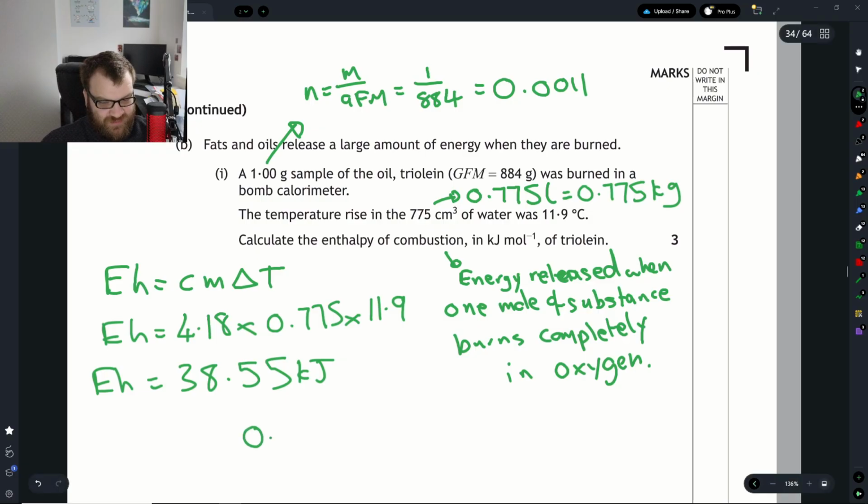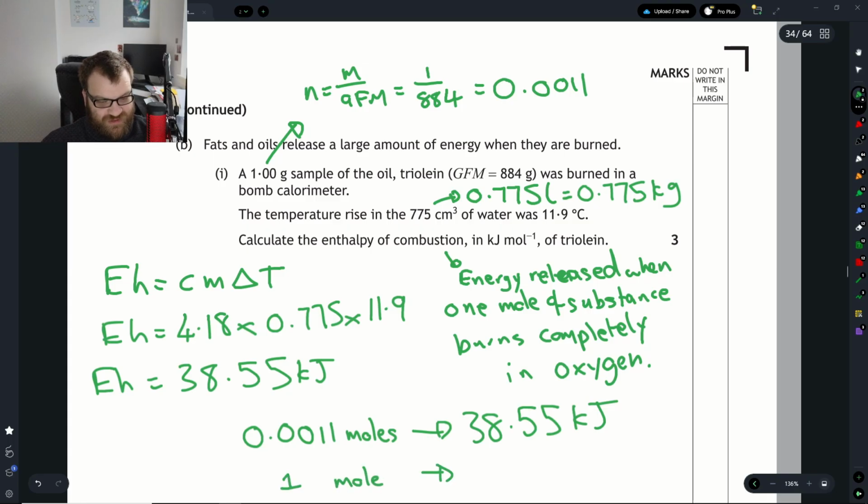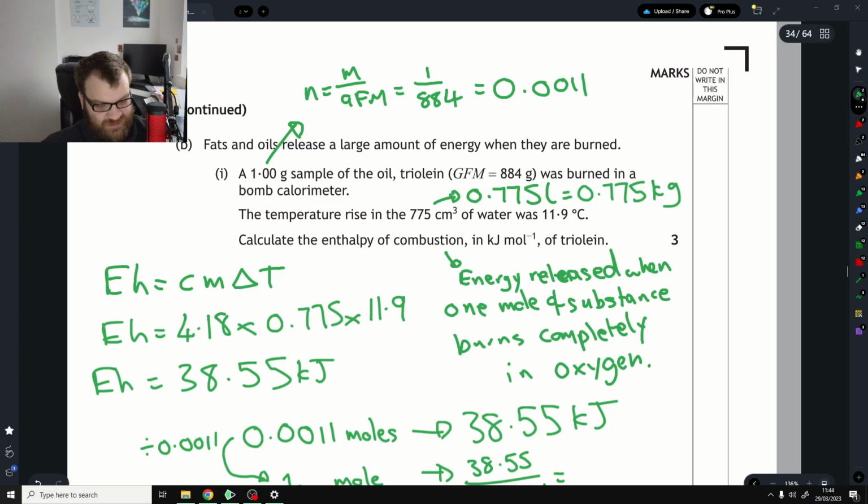The way I prefer doing this one would be to say, well, if I've got 0.0011 moles, that gave out 38.55 joules. We want to know what 1 mole would be, because enthalpy of combustion question. You start at any number and you want to get to 1. If you divide it by itself, it will turn into 1. 0.0011. I want to do the same on the other side. So I need to do 38.5 divided by 0.0011. That should give us our answer.